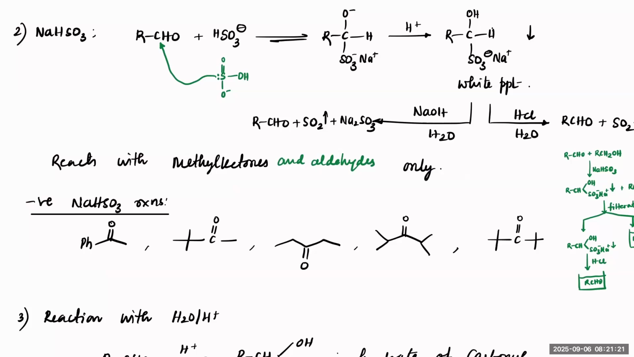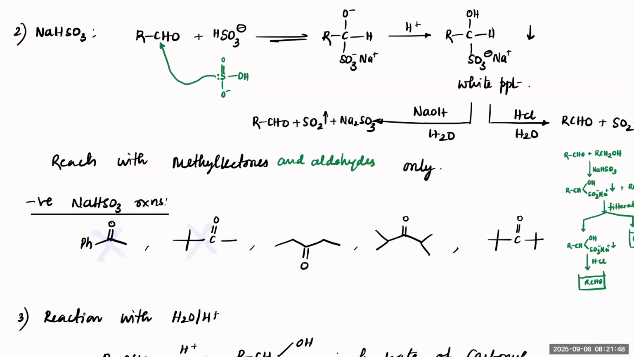All aldehydes, no problem. But when it comes to ketones, I need to have a methyl ketone here. But yet, you see, phenyl with a methyl or tert-butyl with a methyl, correct? These two, even though they have a methyl substitution, yet they will give a negative bisulfite test. The reactivity is extremely slow, so this will not be considered for reactions.